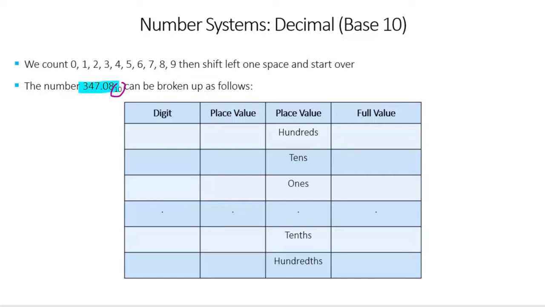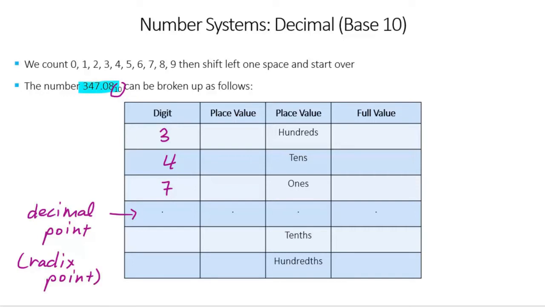How do we understand this number? It's got a digit of 3, then 4, then 7, and then we encounter the decimal point. This is called the decimal point because we're in the decimal system. More generically, this is known as the radix point.